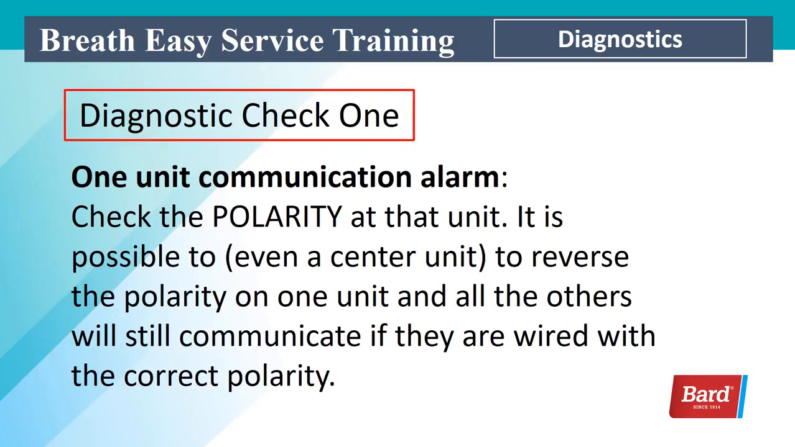If you have one single unit showing a communication alarm, we need to check the polarity at that unit. It is possible, even if it's a center unit, to reverse the polarity on one unit and all the others will still communicate if they are wired with the correct polarity.